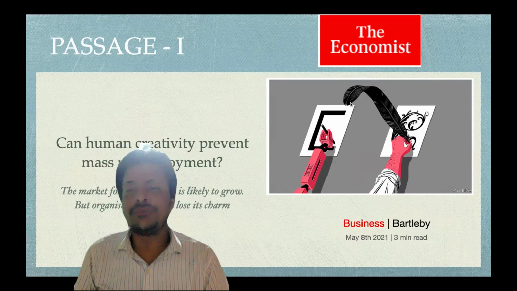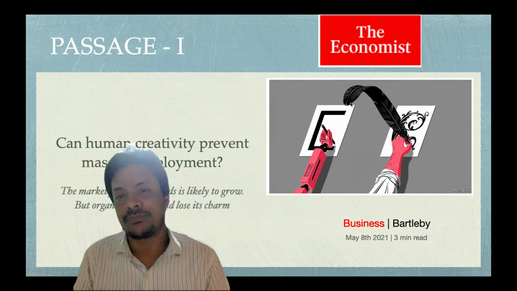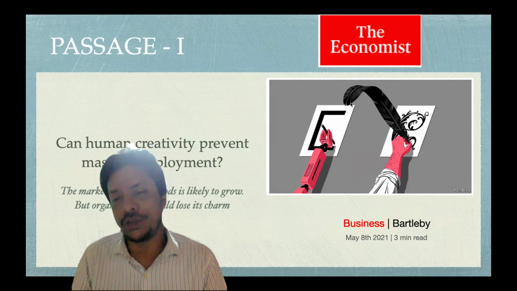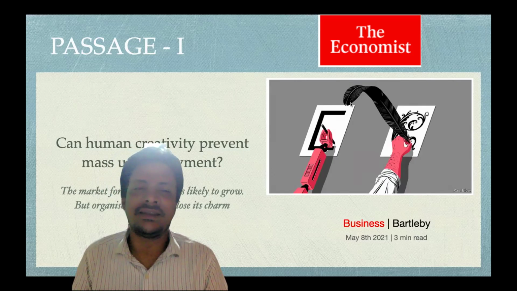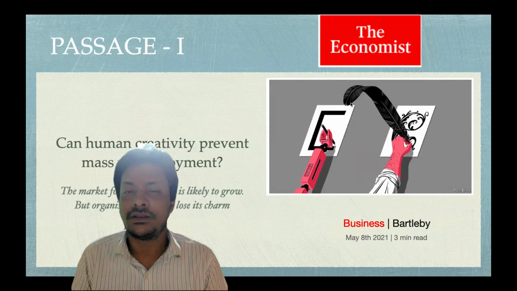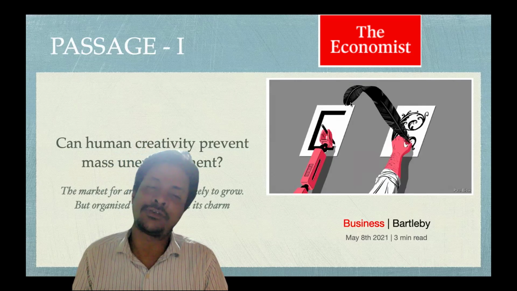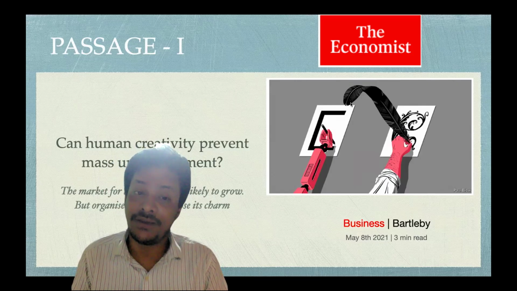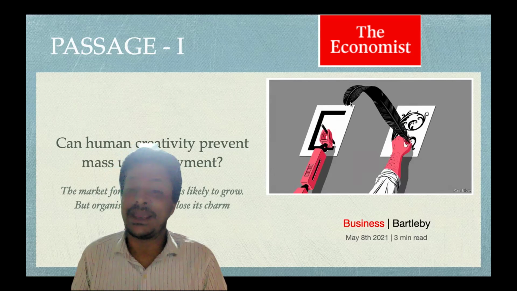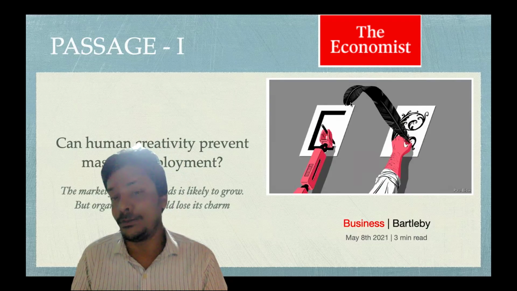So here also we find out that the first passage in slot one, the first passage of English, is nothing but taken from the Economist. It was published in the year of 2021, May 8, and the length of the passage could be 500 to 600 words. And the title of the passage is called, Can Human Creativity Prevent Mass Unemployment? Right? That's a kind of a question, right? Can human creativity stop mass unemployment?